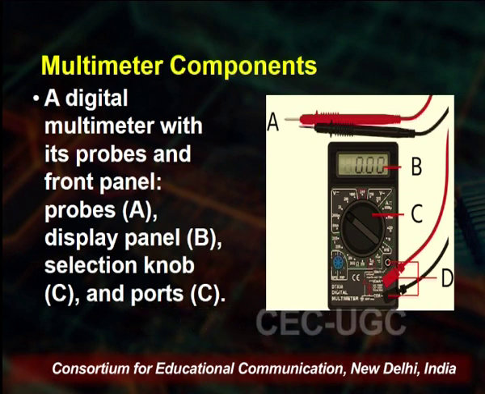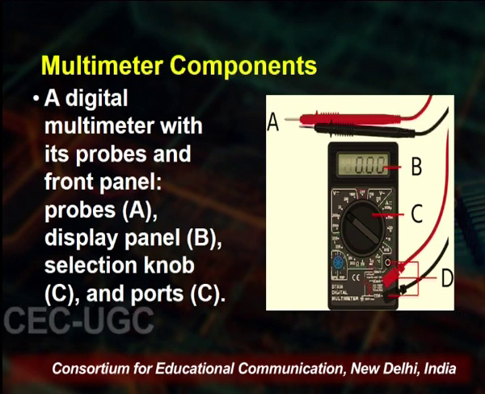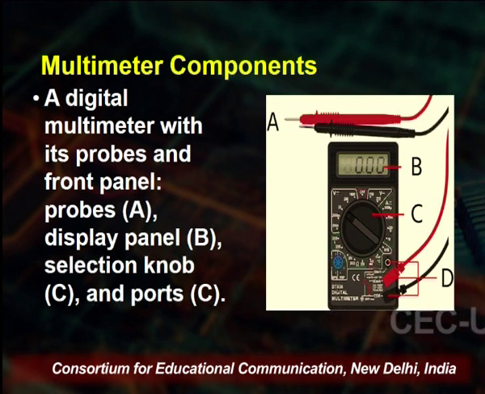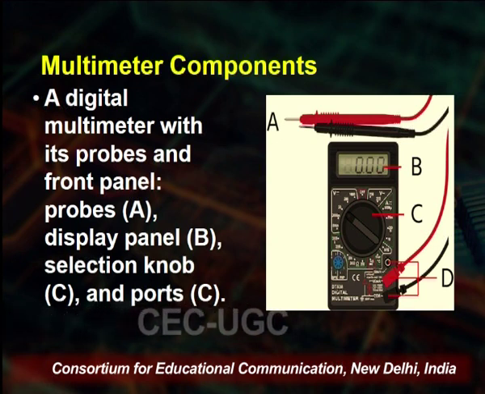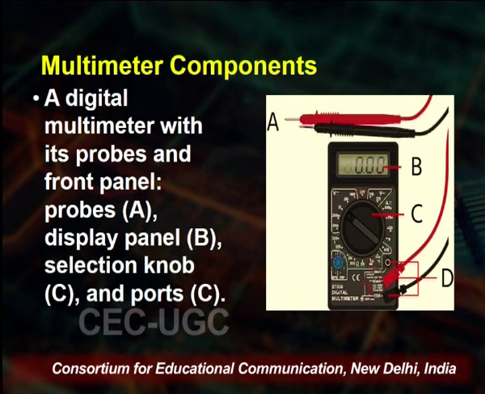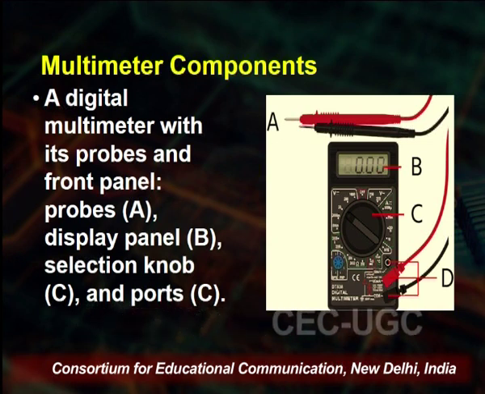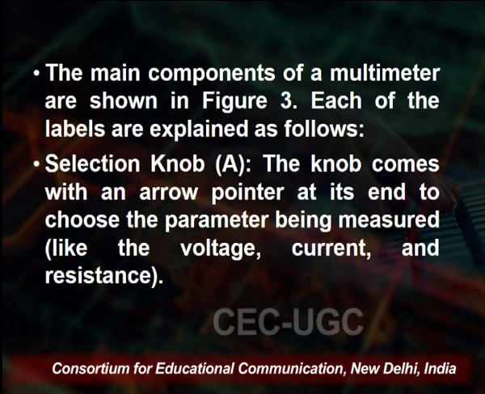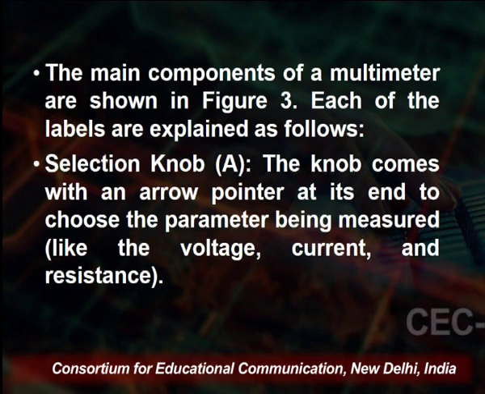Now what is B? B is a display panel. And what is C? C is the selection knob, and D represents the ports. So, we have connectors, meaning probes, that is A, and B is the display, and C is the selection knob that can be adjusted according to the value which we are going to measure. And then we have a port. From this port these two probes are connected. So, the main components of the multimeter we have seen in the diagram, and each of the labels we have explained.